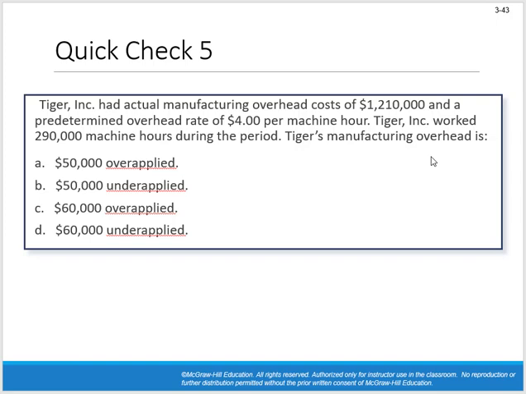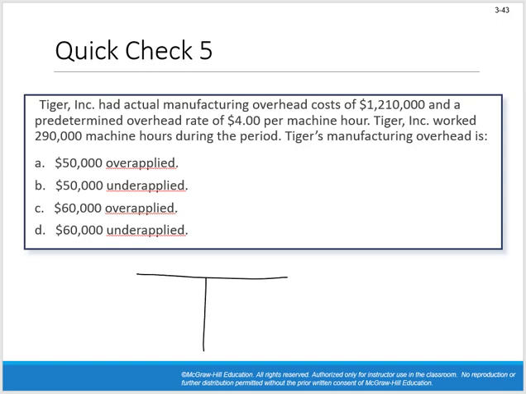So as you're doing your math, I'm hoping you came up with 50,000, but we need to figure out if that's under or over applied. And where's that coming from? Our overhead applied is going to be $4 per hour times 290,000 machine hours. You should come up with 1,160,000, and we're comparing that to our 1,210,000 of actual overhead.